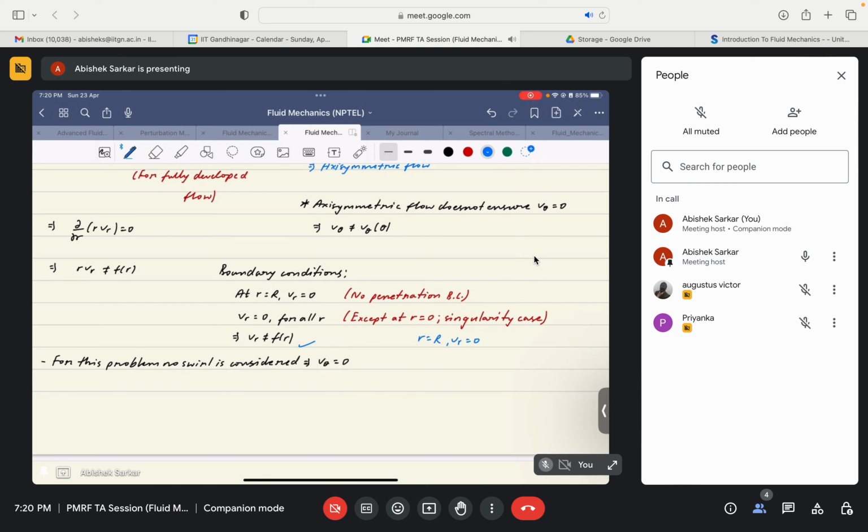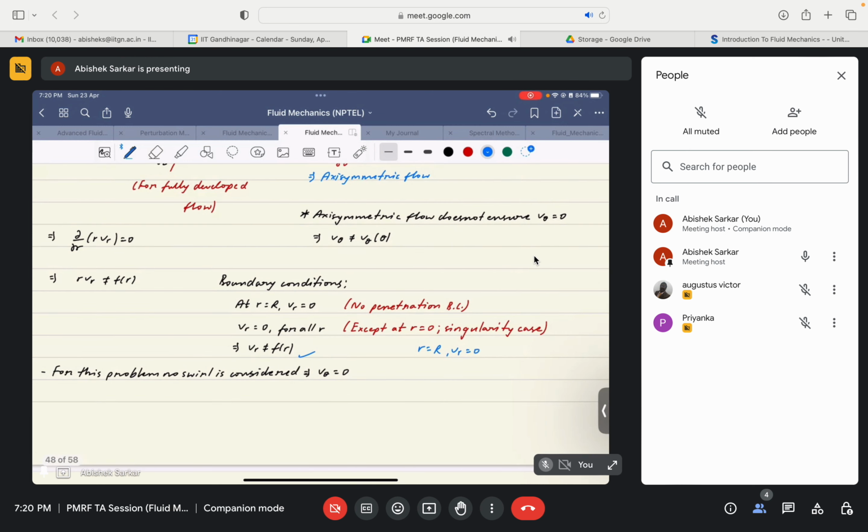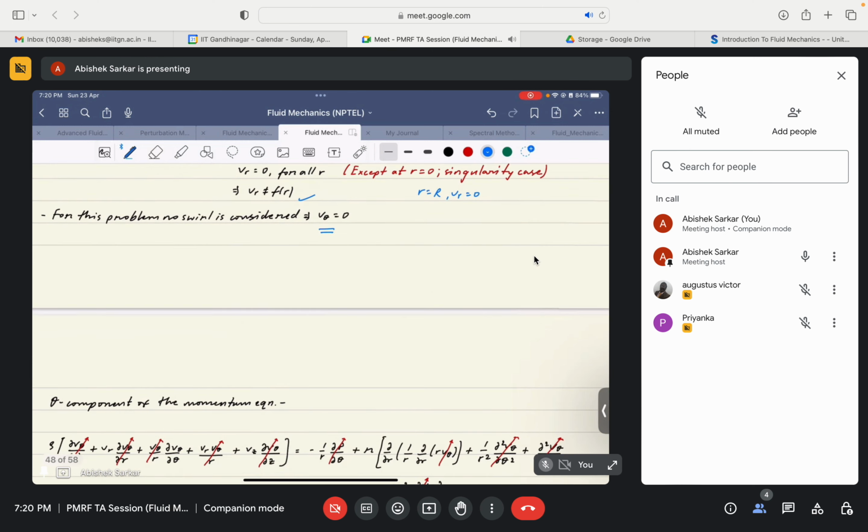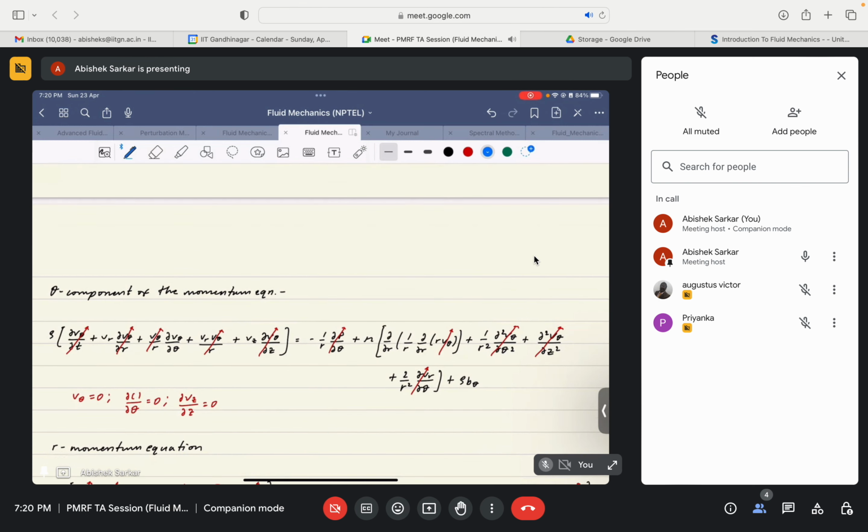Similar to that, you find that the velocity component along the r direction is also 0. Again, for this problem, the axisymmetricity of the flow does not confirm that the v theta component is 0. But for our simplification, we take one more assumption that there is no swirl velocity, or the swirl component of velocity is 0. So basically the v theta component, we also take it to be 0.